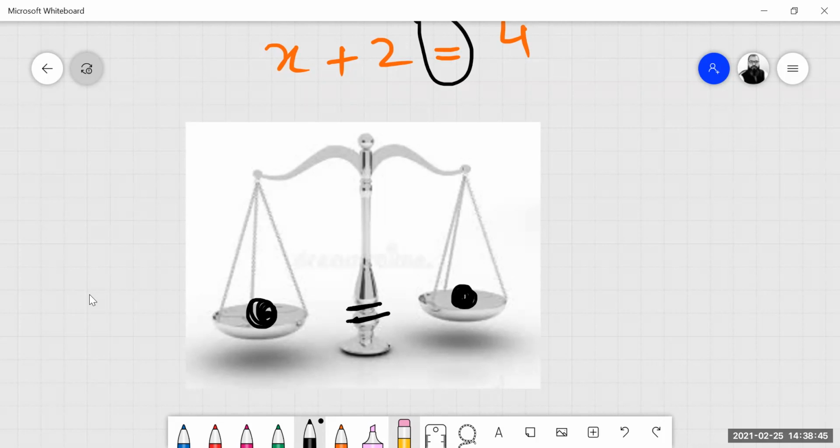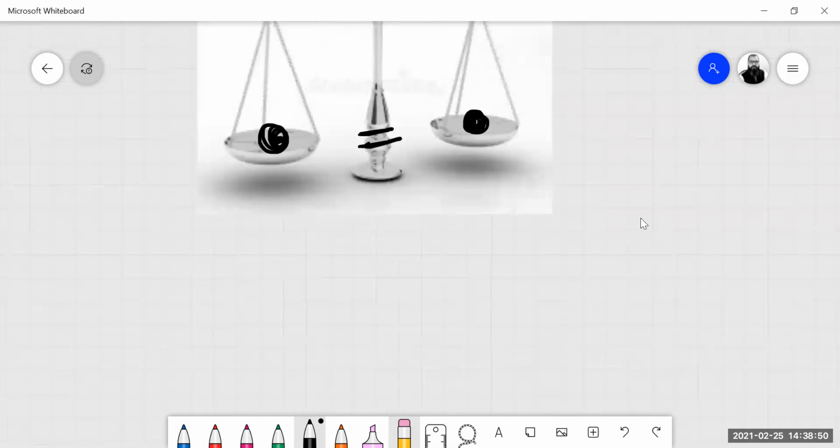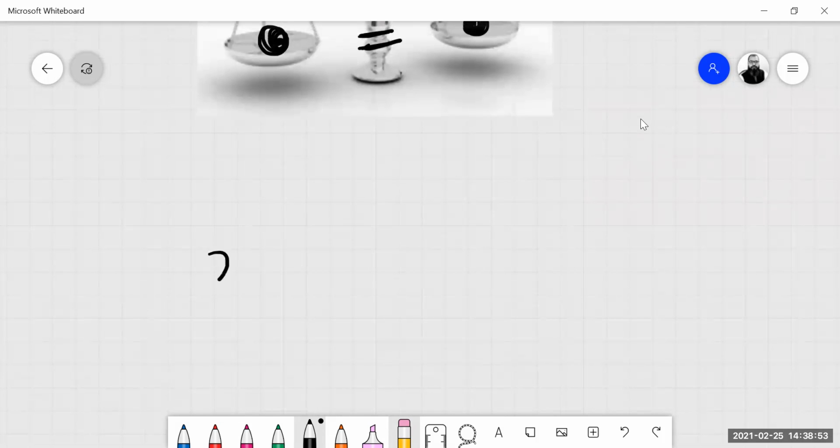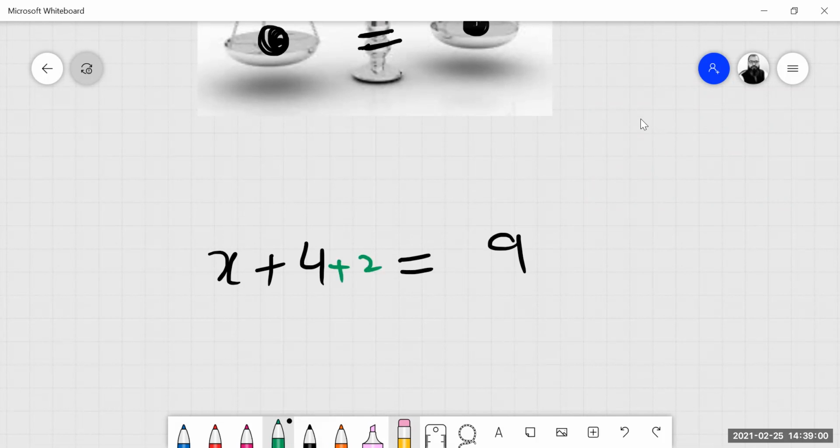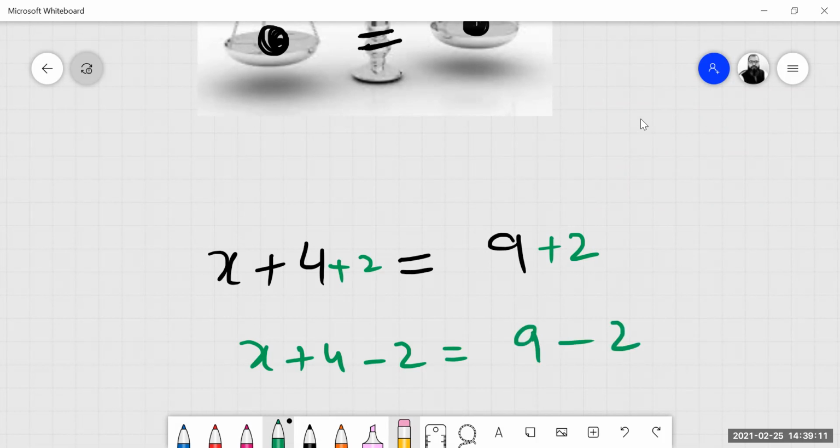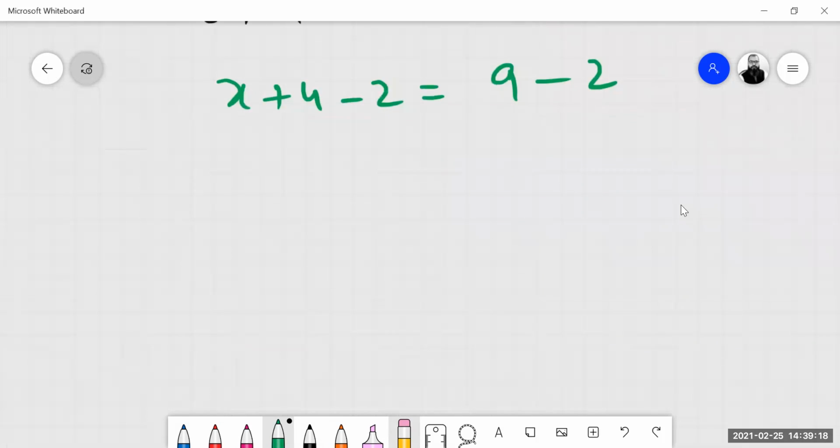The same concept applies to the balance of an equation in math. If you have an equation, for example, x plus 4 equals 9, and you add something on one side, you need to add the same on the other side. If you subtract something, you have to subtract from the other side also. In this way, the equation will be in balance. Now we will come to Exercise 18A.